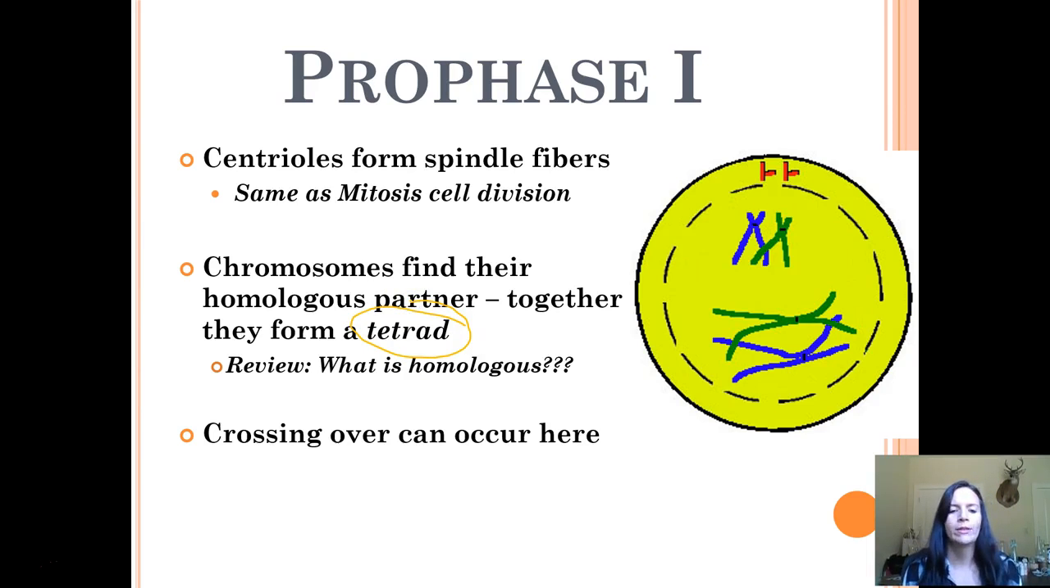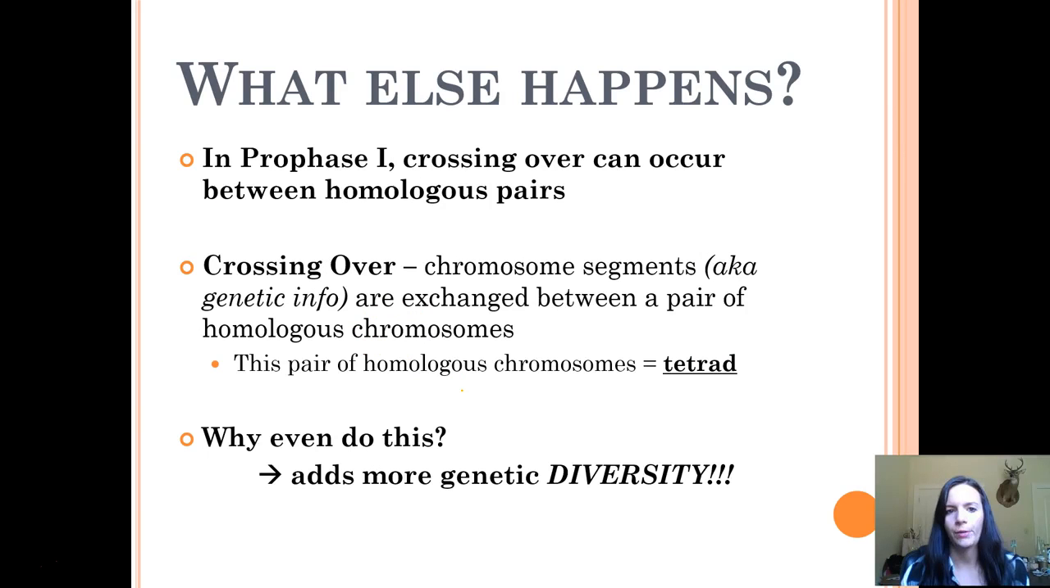So let's review. What's homologous? Homo is a prefix meaning same. They're the same size, same shaped chromosomes that pair together. This is also where crossing over can occur. Crossing over is when chromosome segments, or pieces of genetic information, are exchanged between a pair of homologous chromosomes. As we just mentioned, homologous chromosomes together equal a tetrad.